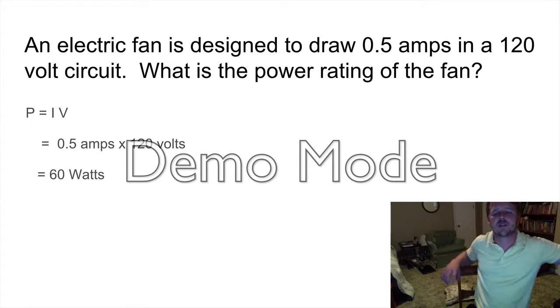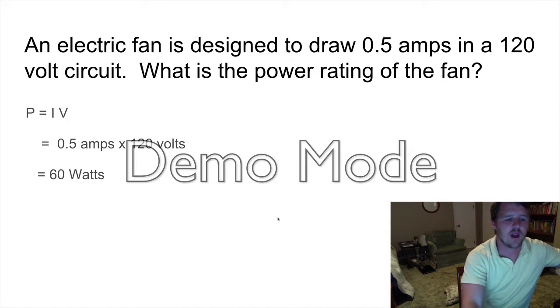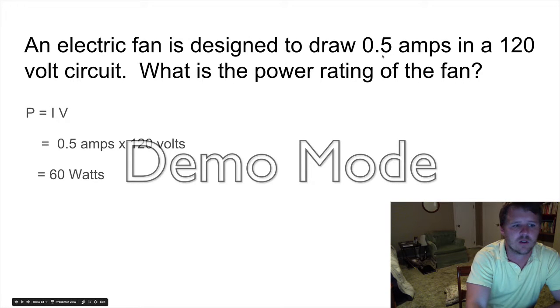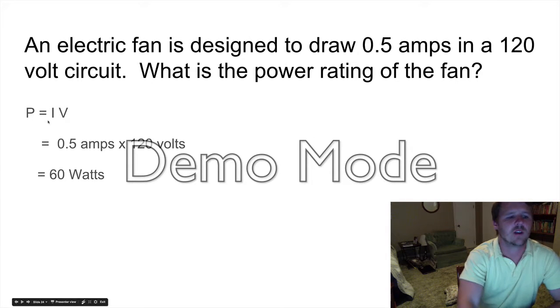An electric fan is designed to draw half an amp in a 120 volt circuit. What is the power rating of the fan? Let's see. You have half an amp up here. Where does that go? It goes where the I is. That's amps. That's your current. And you have volts, 120 volts. Yep, right there. You just multiply them out and you get 60 watts. So power equals I times V.